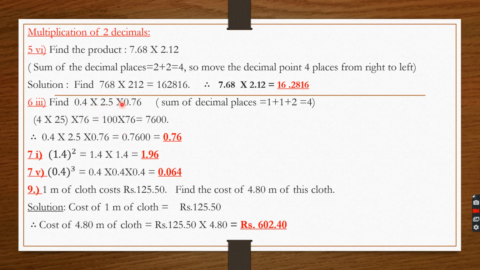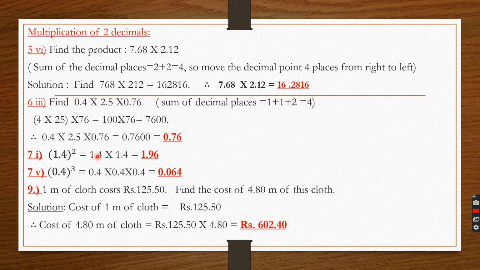Now come to the next question. There are 3 decimal numbers, totally 1 plus 1 plus 2. There are 4 decimal places in the answer. Multiply 4 into 25 into 76 without decimal. That's 4 into 25 is equal to 100 into 76, 7600. The actual decimal is here now. In this case the decimal is here, so 4 places you have to move backward. 1, 2, 3, 4. Therefore the answer is 0.7600 or 0.76.